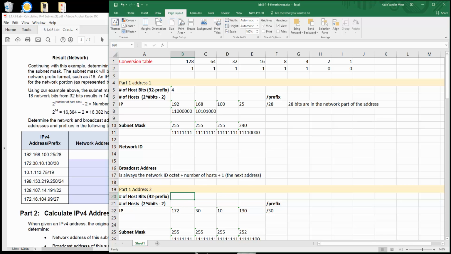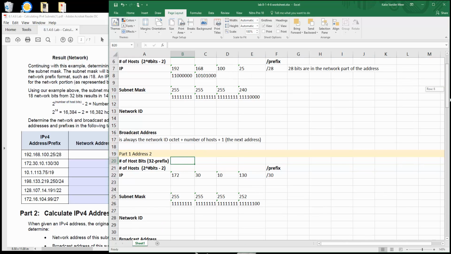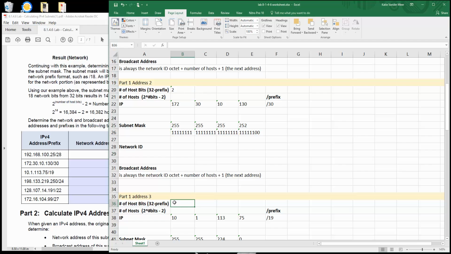Coming down here to address 2. I should have saved a copy of this before typing in all my answers, but if you want a copy of it. So 32 minus 30, we have 2 that are in the host. 32 minus 19, that is 13 that are part of the host. So 19 bits are for the network part, and 13 are for the host part.